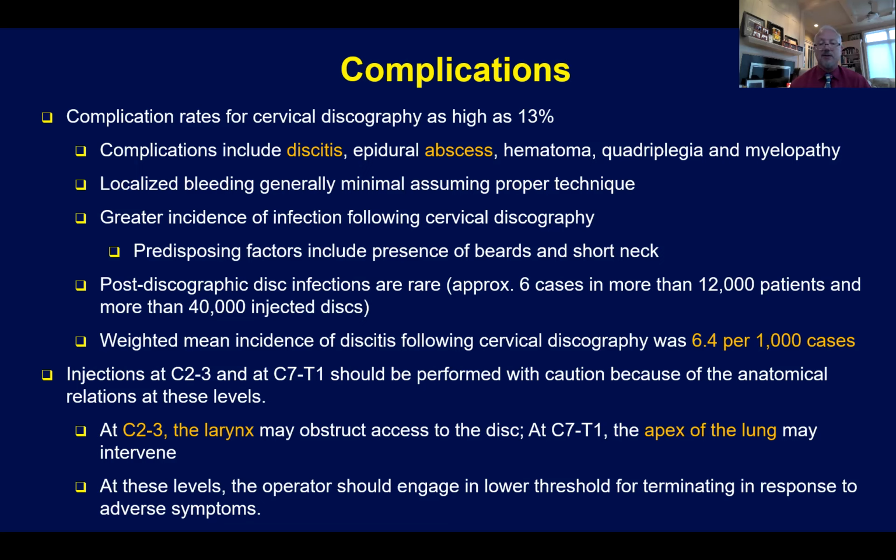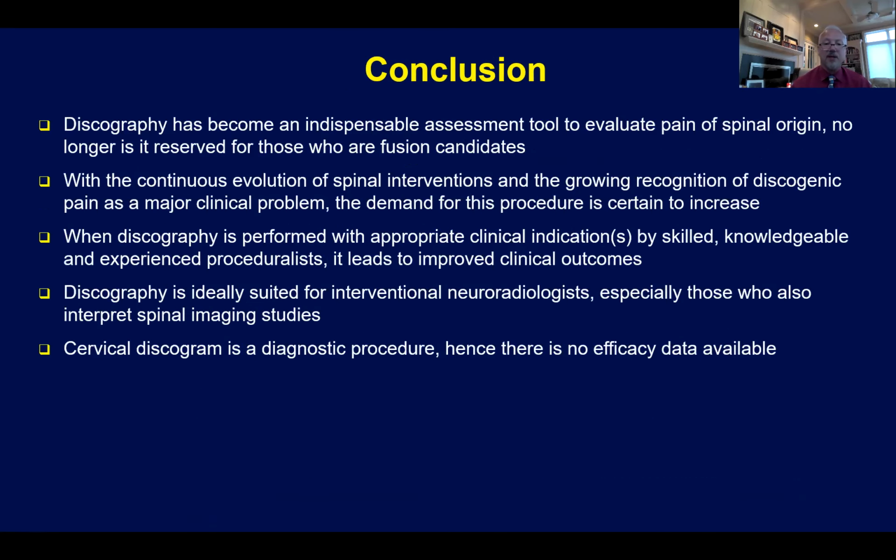I also advise to try to stay away from C2-3 when possible and C7T1 for anatomic purposes related to the trachea and the cupula of the lung. Very important. In conclusion, discography is an indispensable assessment tool to evaluate pain of a spinal origin, and it's no longer reserved for considerations for fusions.